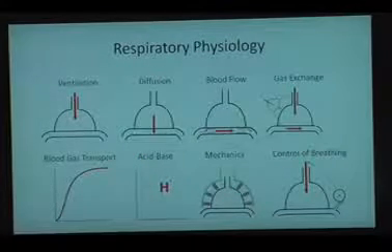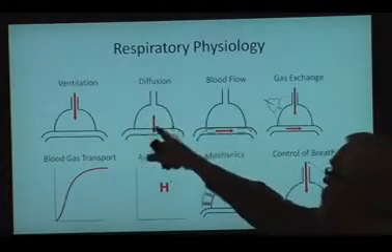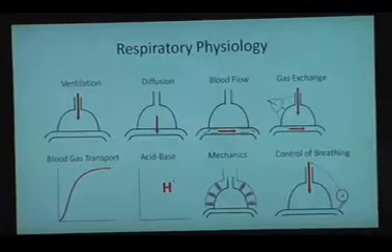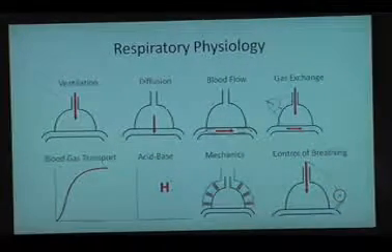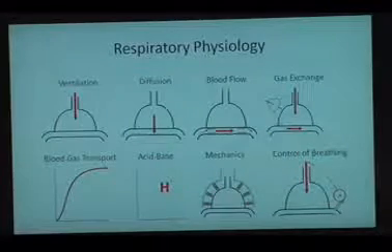So that then brings us to the third talk, which is on pulmonary blood flow. So we talked about ventilation, diffusion across the alveolar capillary membrane. So today we're going to talk about pulmonary blood flow and what affects the flow of blood through the lungs.